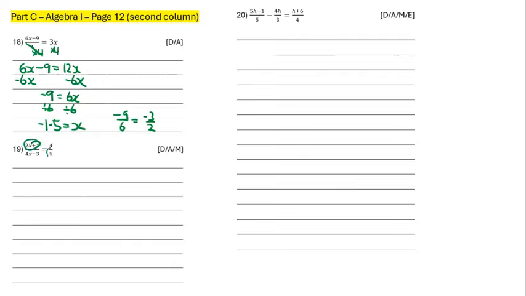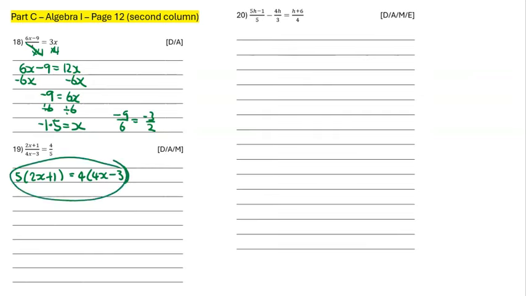Start with the first cross. We'll go 2x times 5. And remember, you've got to put these in brackets. So it's going to be 5 bracket 2x plus 1. And then we can do the next cross. So that's going to be equal to 4 bracket 4x minus 3. So we've got that there.